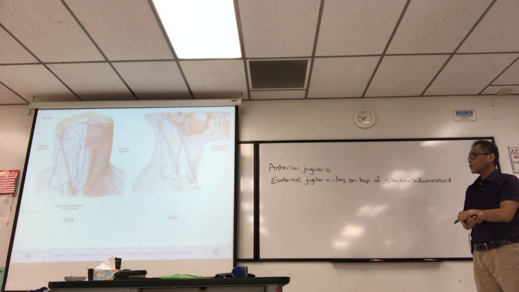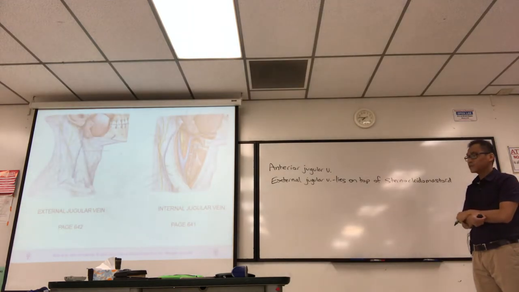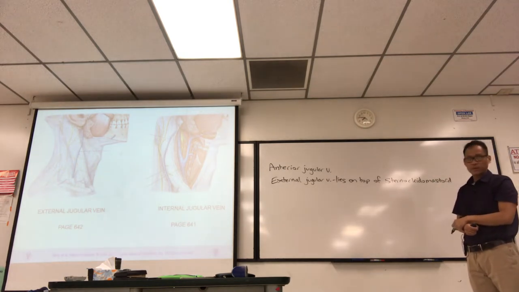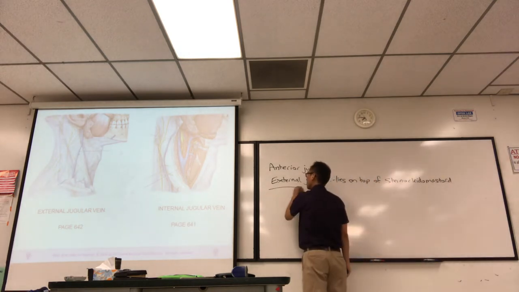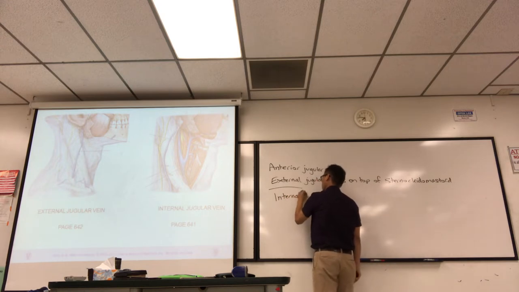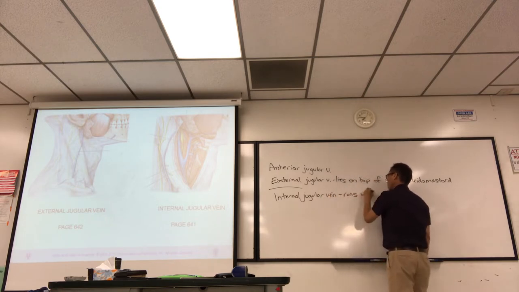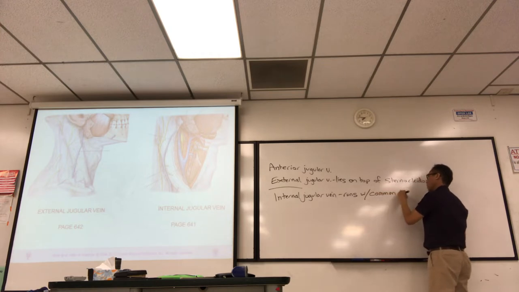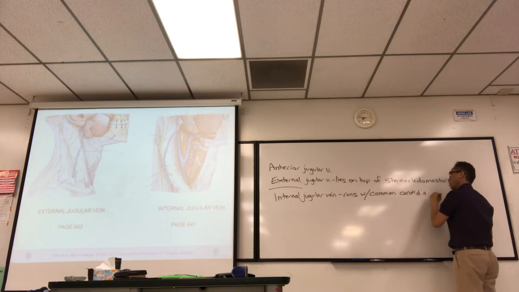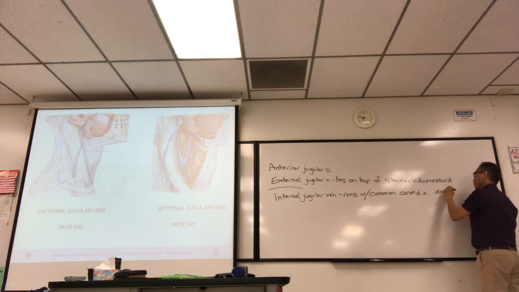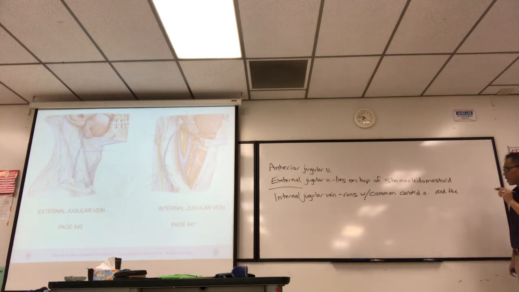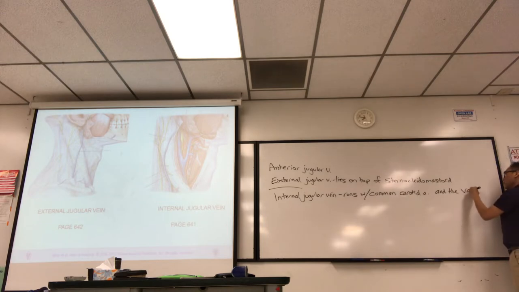So don't confuse the anterior and the external jugulars with the internal jugular vein, which is much deeper. The internal jugular vein runs with the common carotid. Those other two that I've listed here on the board don't have a major artery that runs with it. Common carotid artery and the vagus nerve, they're all contained in what's called the carotid sheath.